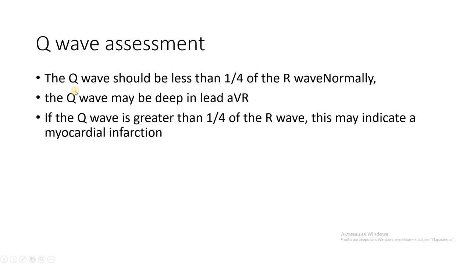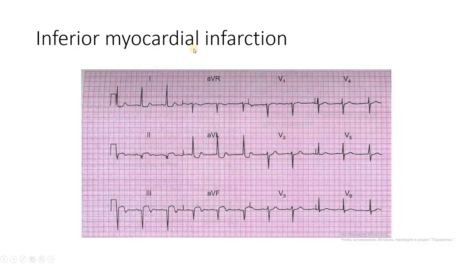Q-wave assessment. The Q-wave should normally be less than 1/4 of the R-wave. The Q-wave may be deep in lead AVR. If the Q-wave is greater than 1/4 of the R-wave, this may indicate a myocardial infarction. Inferior myocardial infarction: here we can see pathological Q waves in the second lead, third lead, and AVF. These pathological Q waves mean the patient has myocardial infarction.